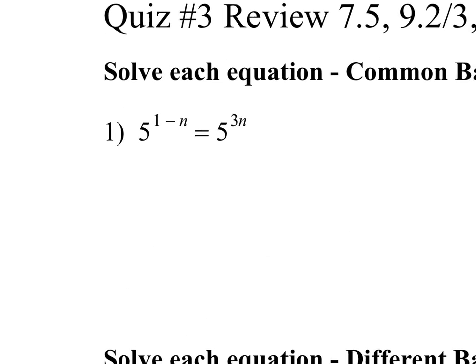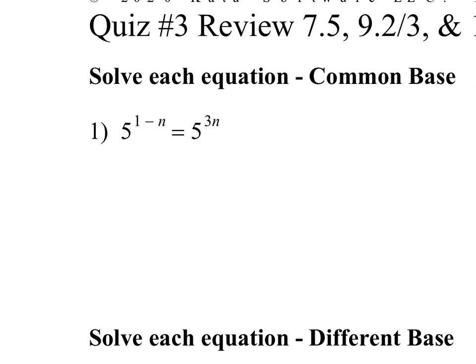So here we need to solve the equation, and they have common bases. As we see in number 1, the bases are already the same, so we don't even need to find the common base. We can just cross out the 5's, and we have 1 minus n is equal to 3n, and we just solve for n. So we add n to both sides, so we get 1 is equal to 4n, then we divide both sides by 4, so 1/4 is equal to n.